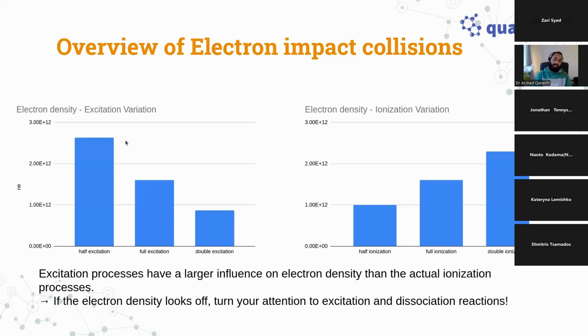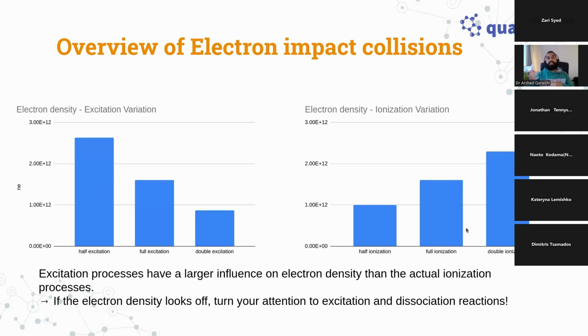The figure on the left shows the electron density for the excitation variation case, and the figure on the right shows the electron density for the ionization variation case. This is only for a simple argon model. In both cases, we varied the collision cross section to get these bar graphs. If you look at the half excitation case, it has slightly higher electron density, and as you increase the level of excitation, electron density drops. Whereas the reverse is the case for ionization. Lower ionization lowers the electron density, and as you increase the level of ionization, the electron density increases.